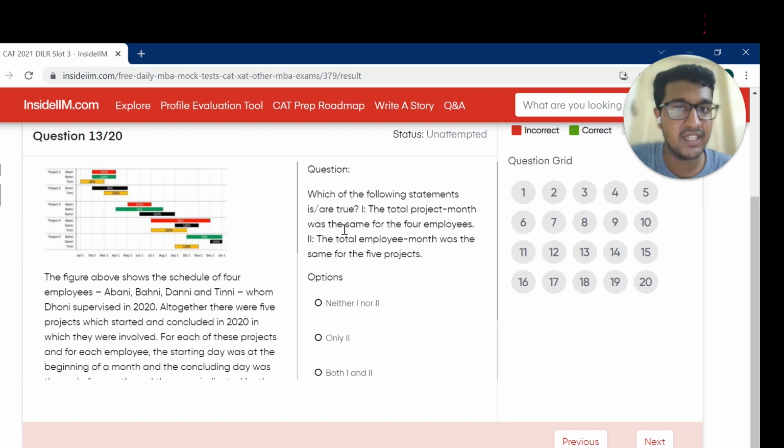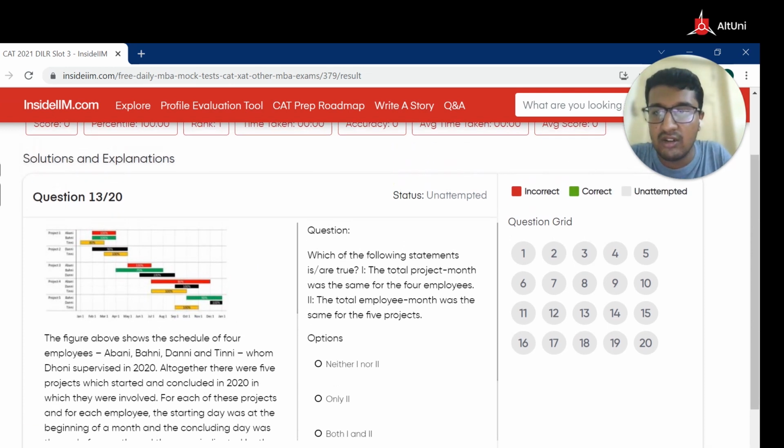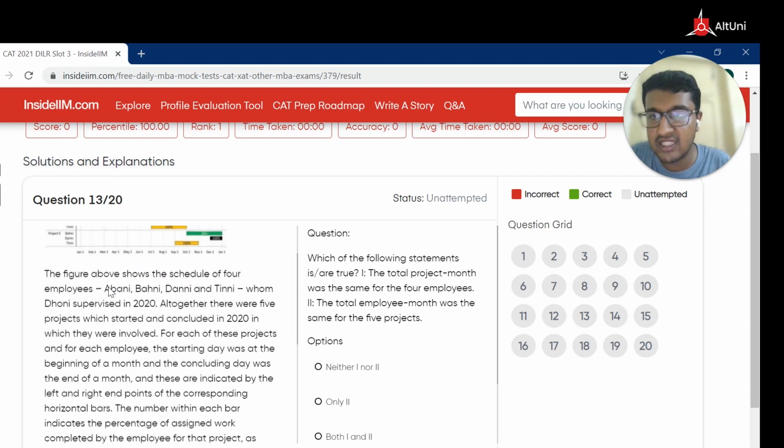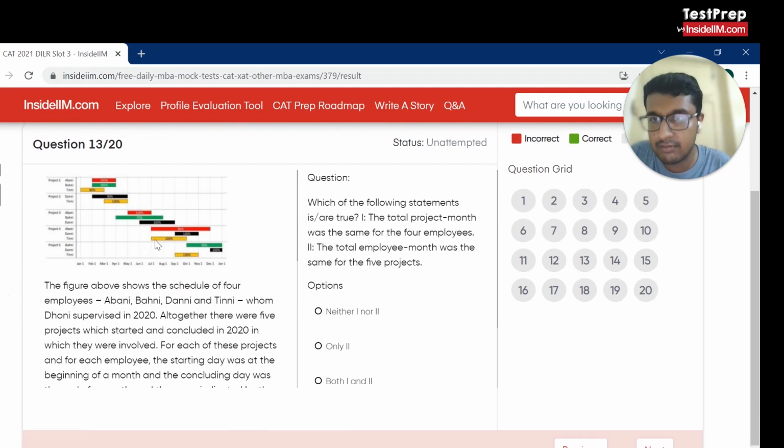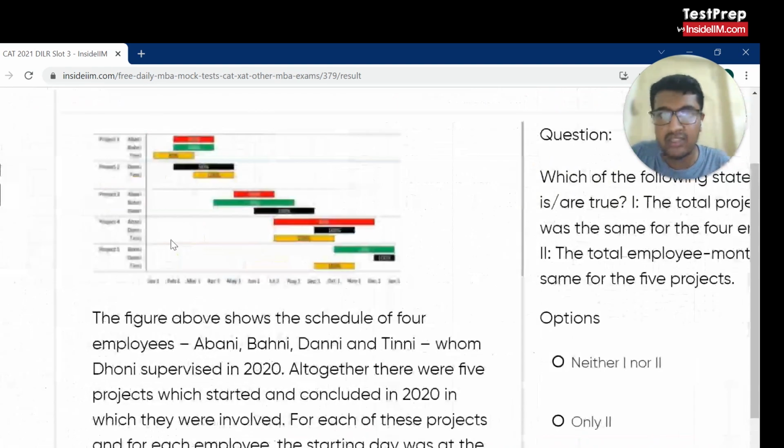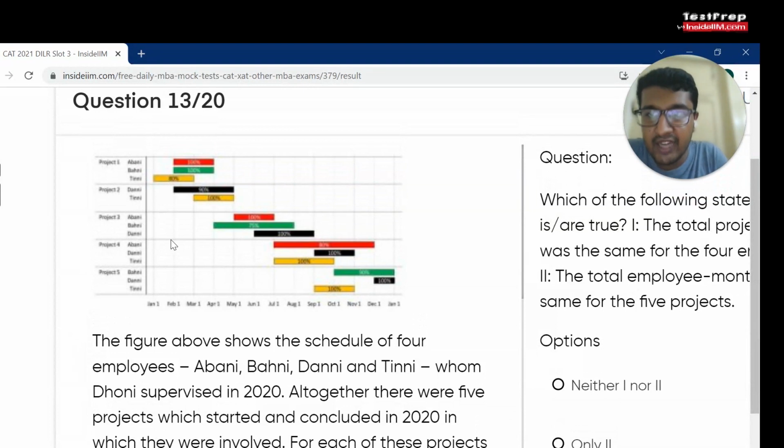Which of the following statements is or are true? First, the total project month was the same for 4 employees. Okay, let's just zoom a bit on this diagram. Okay, so total project month for A, and A have been marked with red color over here. All the months have been marked with red color.